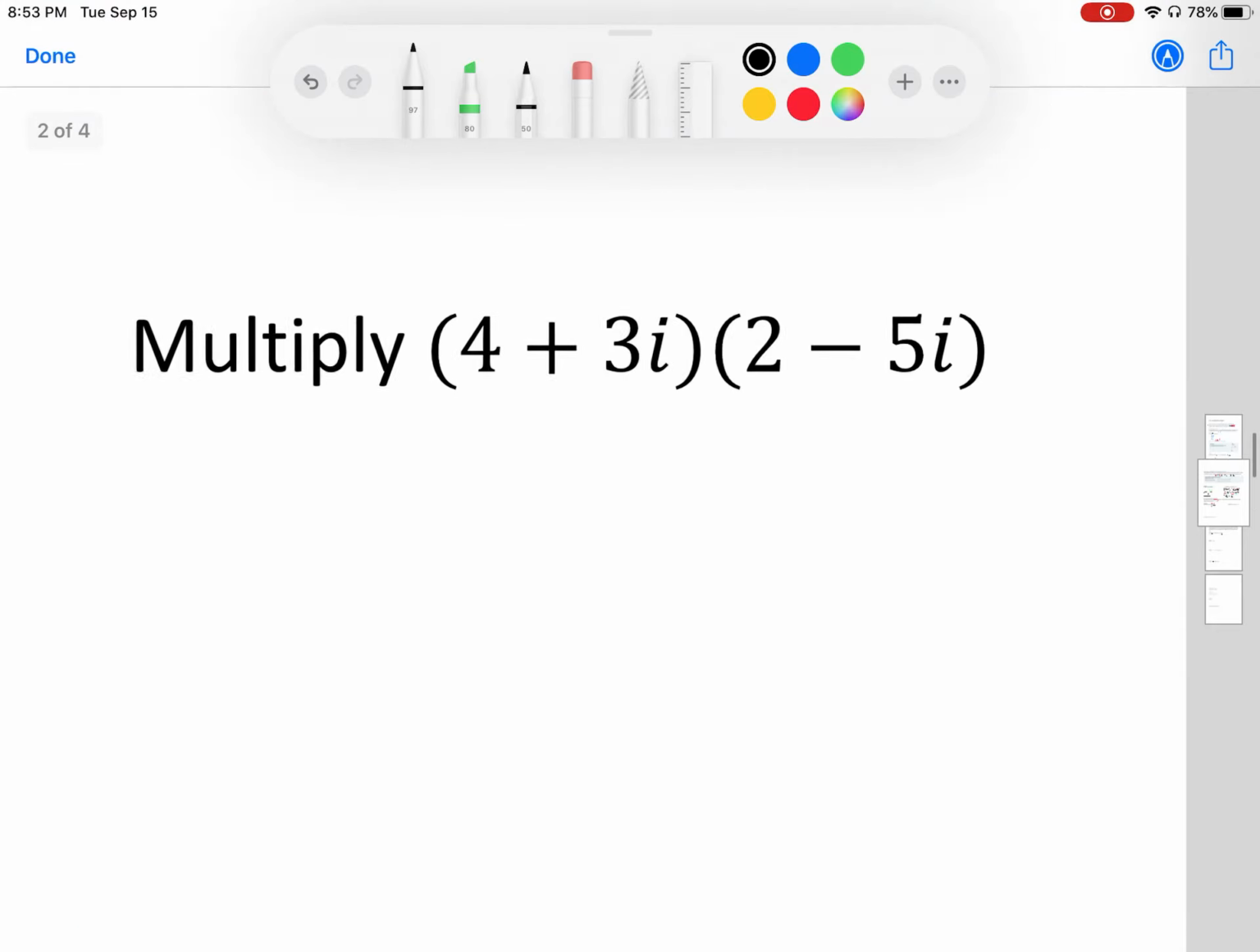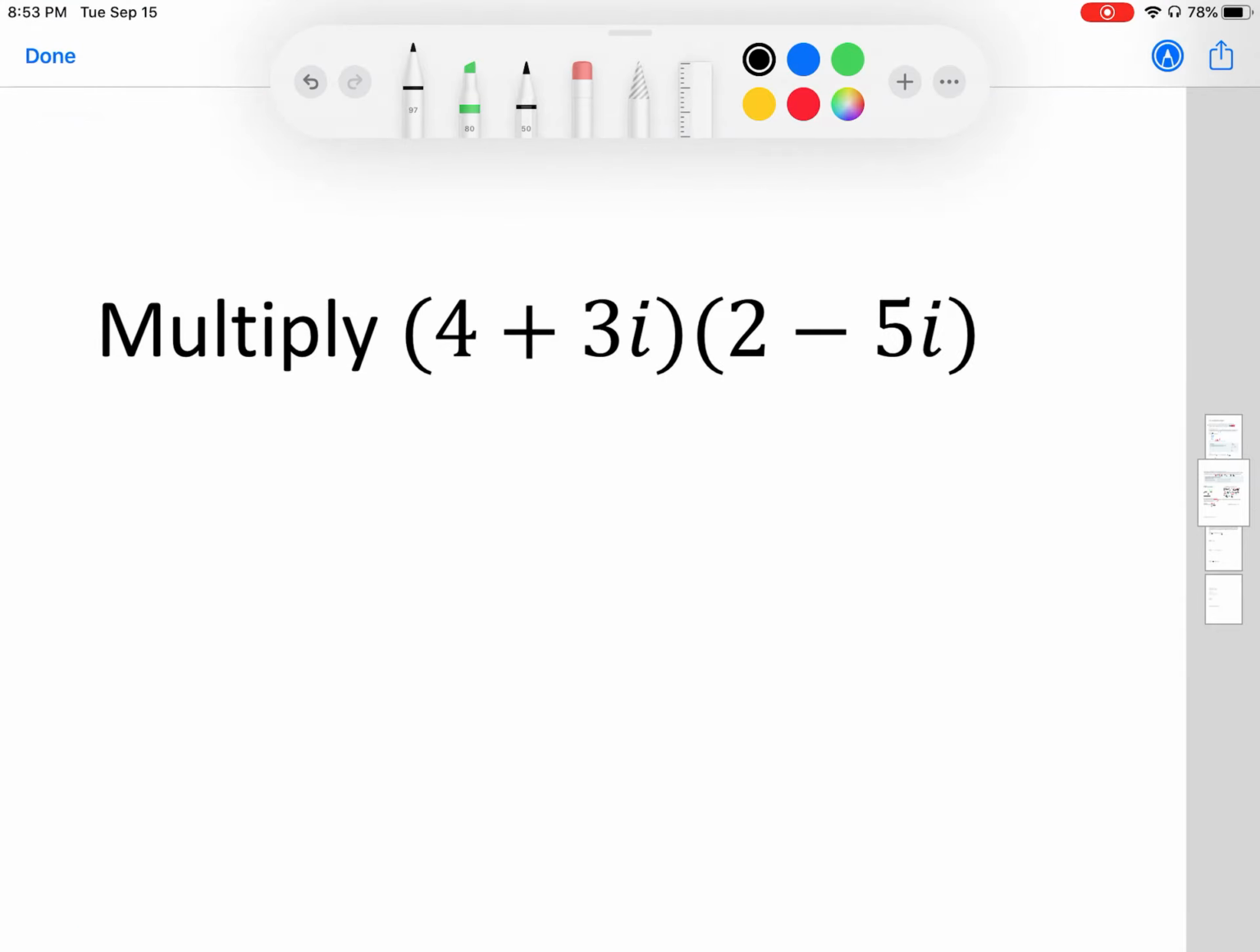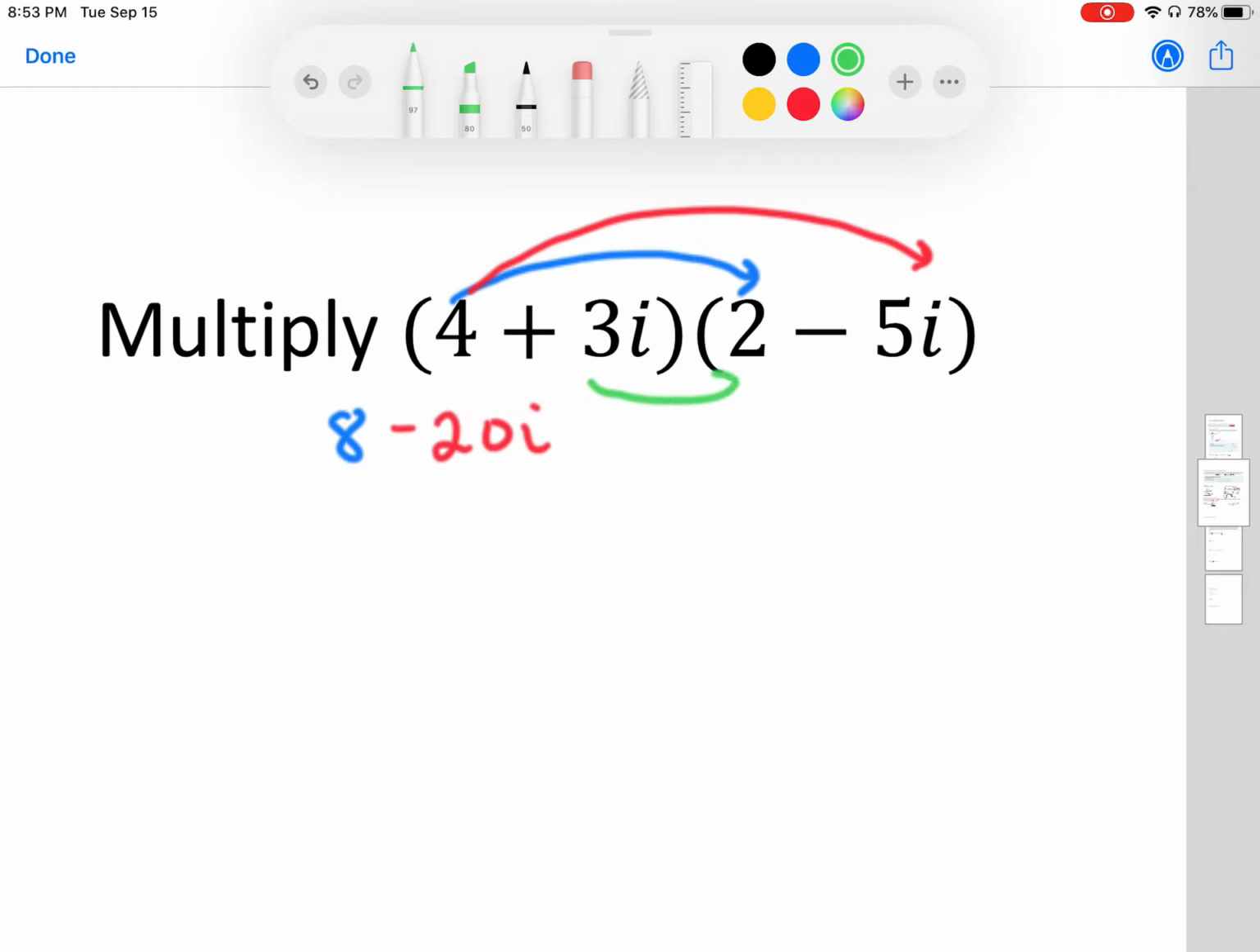Take a look at the next problem. We're asked to multiply these two sets of binomials. So we have to FOIL. We have 4 times 2, that gives us 8. 4 times negative 5i, negative 20i. Negative 3, not negative 3, 3 plus 2, 3i times 2, plus 6i. And lastly, 3i times negative 5i. So we have negative 15i squared.